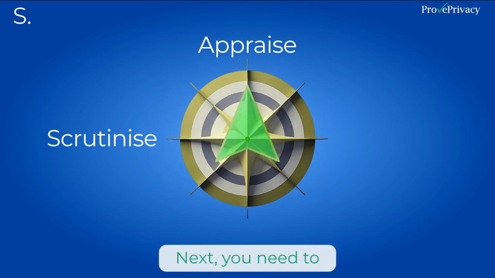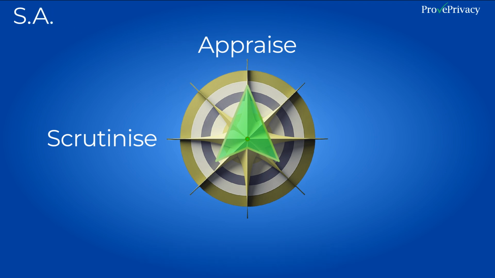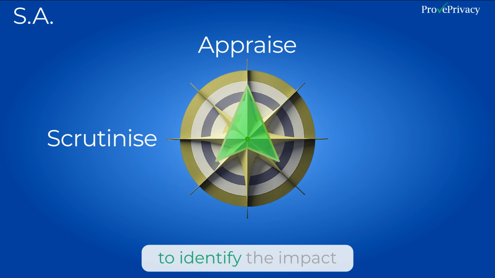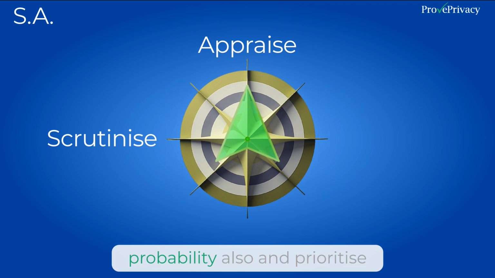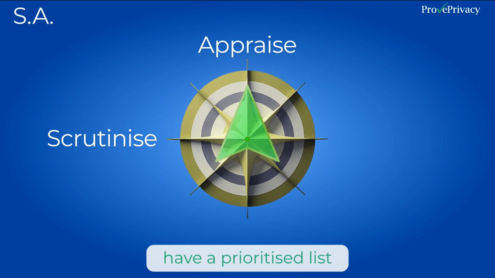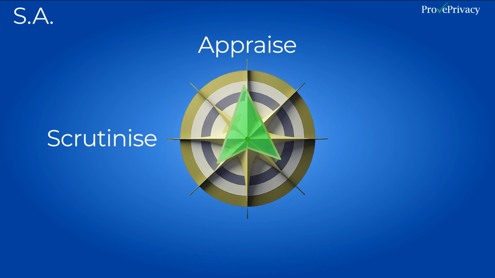Next, you need to work with your operational teams to appraise the risks and issues that you have identified. Help your data champions to identify the impact of any risks or issues on the data subject. For risks, assess the probability also and prioritize. Once complete, you should have a prioritized list of data protection concerns.